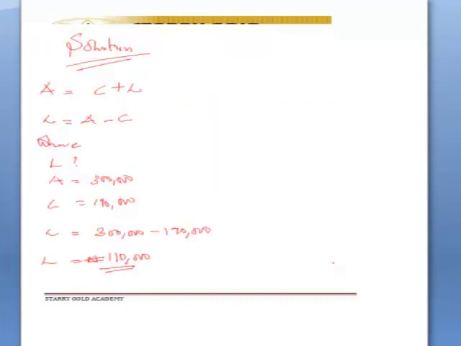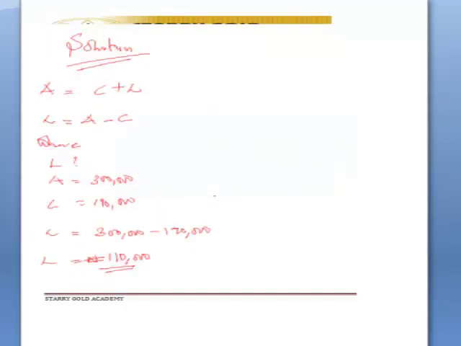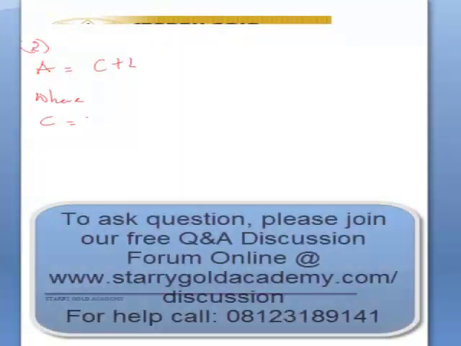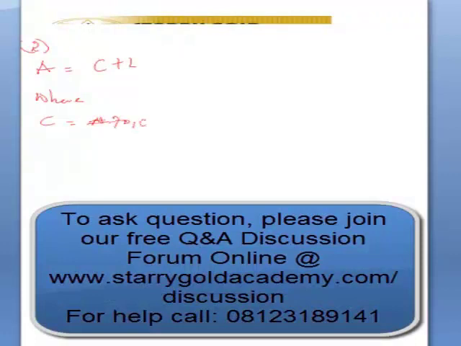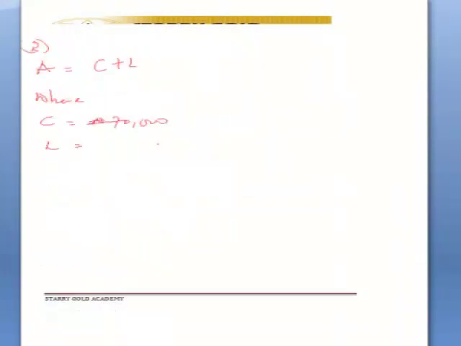Okay, question number 2. We are looking for A in question number 2. So solution 2, looking for A, therefore A is what? Capital plus liability. That is the accounting equation. Capital plus liability, where C is 70,000 and L is 140,000.